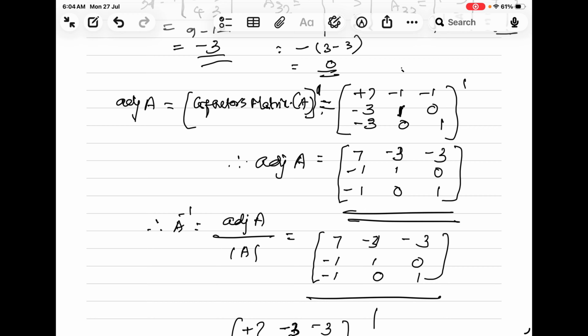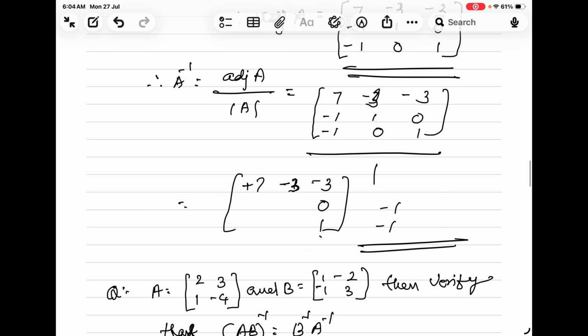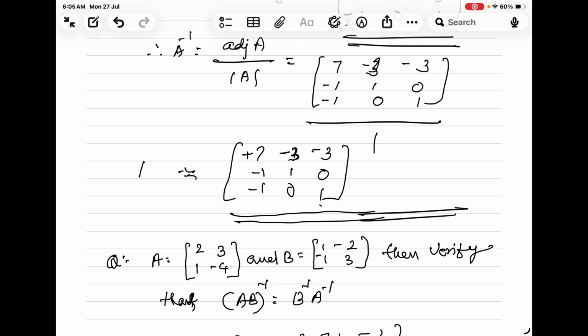Then A inverse equals adjoint A by determinant A, which is equal to the matrix 7, negative 3, negative 3, negative 1, 1, 0, negative 1, 0, 1 divided by 1. That is 7, negative 3, negative 3, negative 1, 1, 0, negative 1, 0, 1. So the answer is A inverse equal to 7, negative 3, negative 3, negative 1, 1, 0, negative 1, 0, 1.